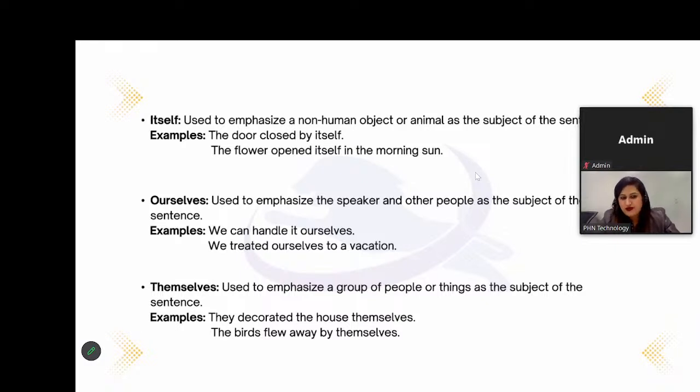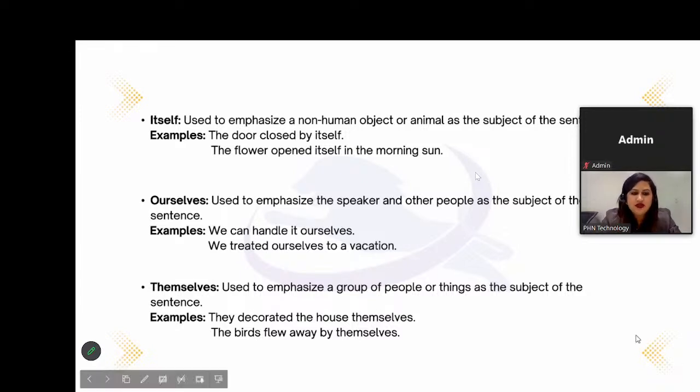Okay. Ourselves. Ourselves is used to emphasize the speaker and other people as the subject of the sentence. For example, we can handle it ourselves. We treated ourselves to a vacation. Now, as in the previous slide, you must have seen we were talking about we. When is we used? When you are with a lot of people and you as a speaker are going to present yourself, at that time you're going to say we. In the same way, ourselves is also connected to we. We say we can handle it ourselves. We would be going on a vacation.